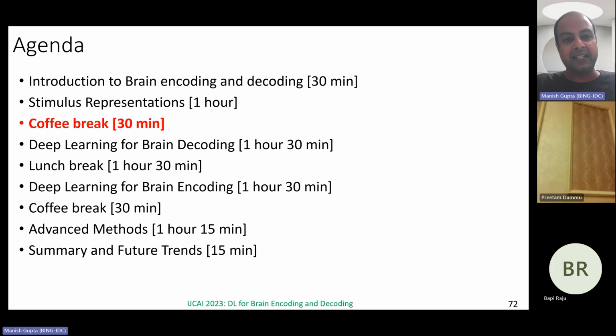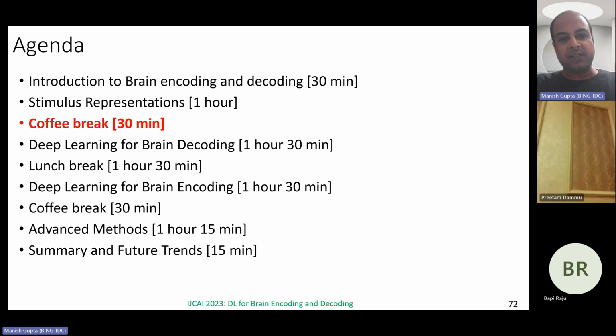In summary, we have already talked about a basic introduction to brain encoding and decoding, where Professor Bapi Raju introduced what is brain encoding, what is brain decoding, what cognitive neuroscience people do, and what the interesting questions are. Then we talked about popular datasets: audio, video, multimodal, speech-based, text-based datasets. And before the coffee break, I also talked about various kinds of stimulus representations: text-based, speech-based, multimodal representations, and so on.